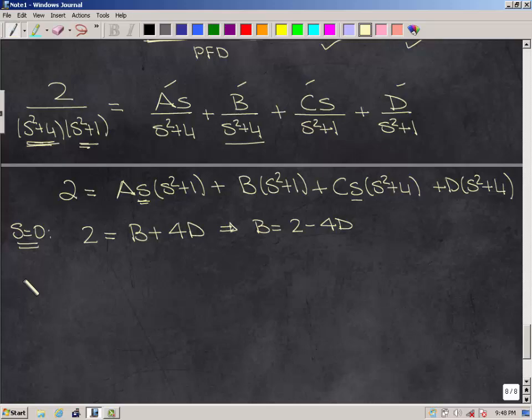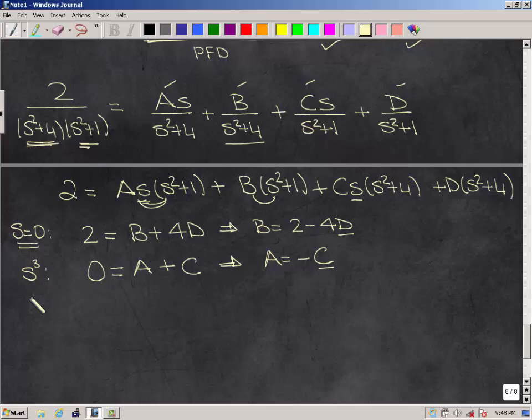So let's compare terms. I'm going to compare the s cubed term. There isn't one on the left. If you distribute A, you get s cubed, so you get A. If I distribute out here, I'll get C. So what does that tell me? A is equal to minus C. So that's also nice. You're pretty much done. All I now need to concentrate on is D and C, and I'm done.